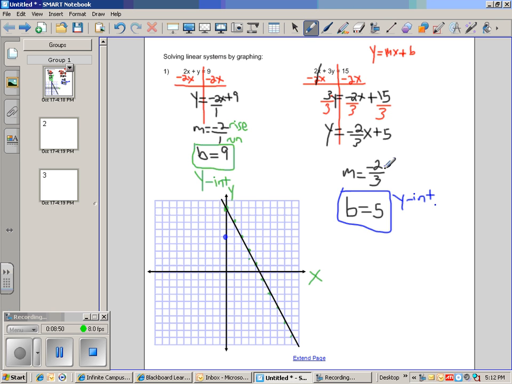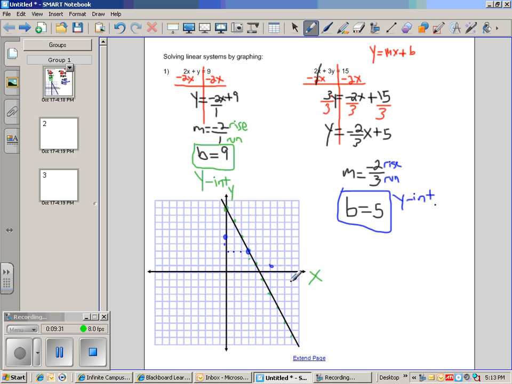Now our slope tells us to rise negative 2 and run 3 to the right. So we're going to start at our y-intercept, and we're going to go down 2. 1, 2, and then we're going to run 3 spots to the right. 1, 2, 3. That is our next spot. And actually, that's a very important spot we'll talk about later. Continue that slope. Down 1, 2, over 1, 2, 3. There's the next spot.